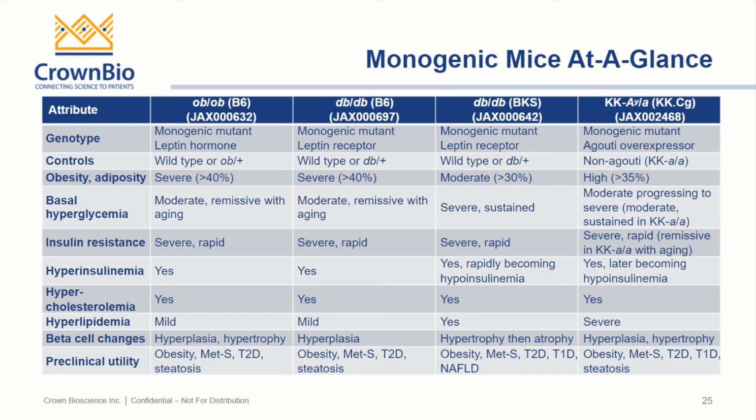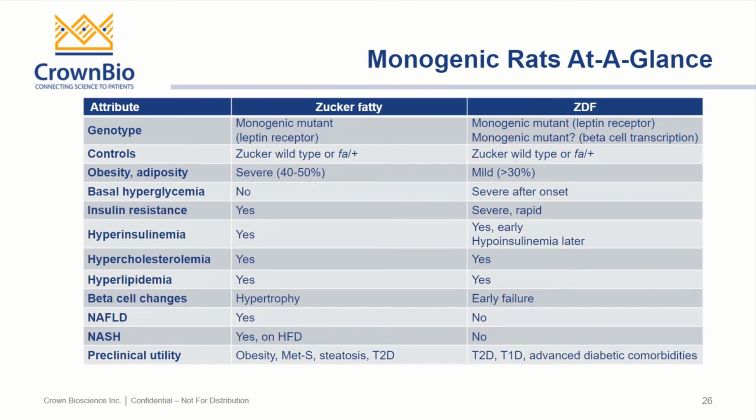The Agouti mouse is a monogenic mutant for overexpression of the Agouti peptide. Controls include wild type or non-Agouti animals. These exhibit high degrees of obesity and moderate hyperglycemia progressing to severe. Insulin resistance is severe and rapid, and later becomes hypoinsulinemia, uncovering that they also decompensate. They're hypercholesterolemic and severely hyperlipidemic. They exhibit beta cell changes and are useful for studies in obesity, metabolic syndrome, type 1 and type 2 diabetes, and steatosis.